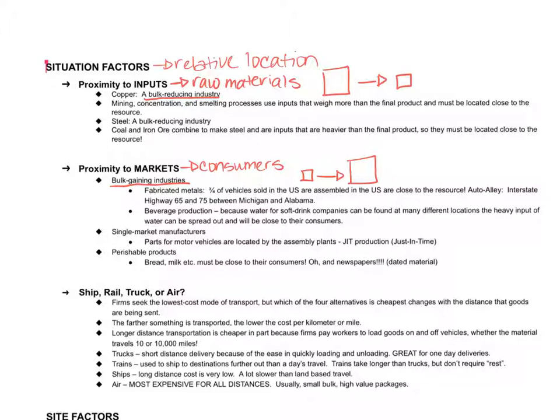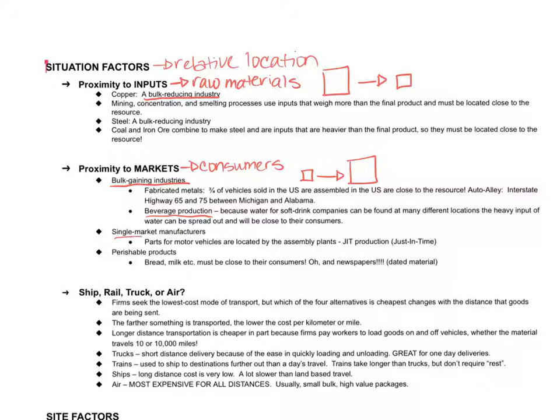Another good example, beverage production. Think like Coca-Cola. It goes in as a little skinny plastic tube, and then it comes out a bottle of Coca-Cola. That's going to weigh way more than a little plastic tube. So it's got to be close to its consumer, because it goes in little and then it comes out big. So that's one type of industry that has to be close to the market.